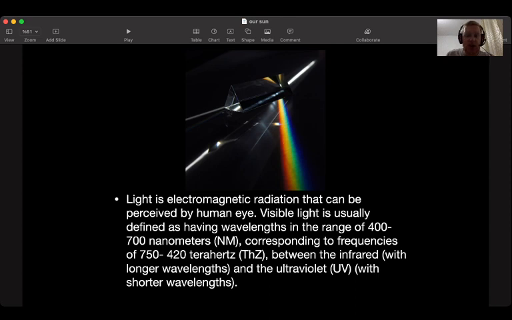I do apologize once again. So light is electromagnetic radiation that can be perceived by the human eye. Visible light is usually defined as having wavelengths in the range of 400 to 700 nanometers, corresponding to frequencies of 750 to 420 terahertz, between the infrared with longer wavelengths and the ultraviolet with shorter wavelengths.